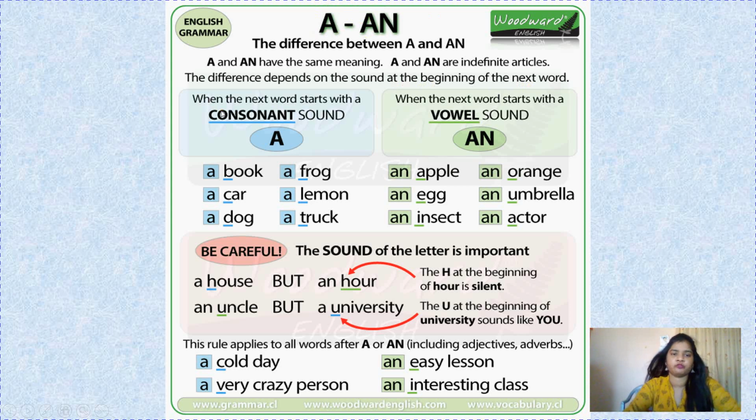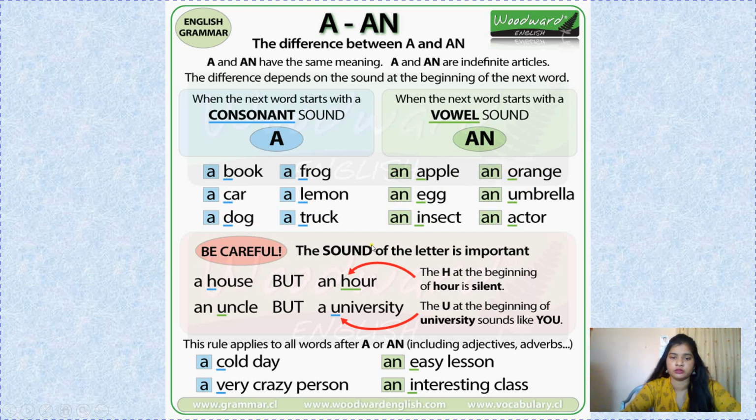Let's see. When the next word starts with a consonant sound, a is used, and when the next word starts with a vowel sound, we use an. For example, a book, a car, a dog, a frog, a lemon, a truck, an apple, an egg, an insect, an orange, an umbrella, an actor. Children, can you see the first letters are underlined here? Why? Because it is showing that they are consonants and these are vowels.